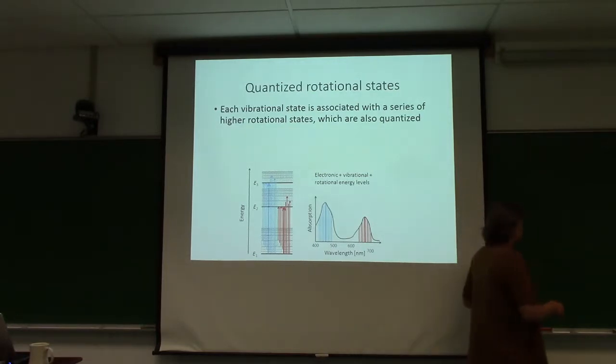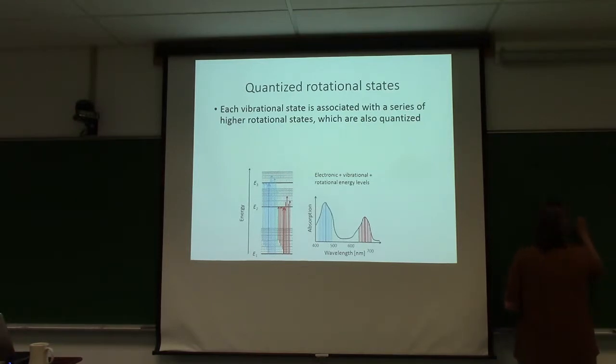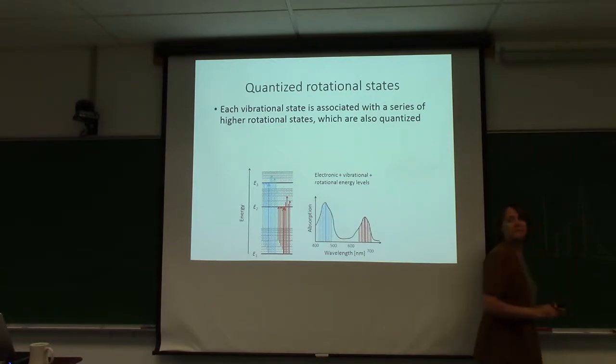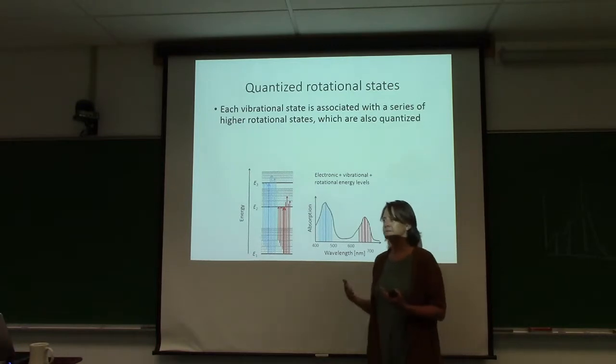If you look at chlorophyll, it tends to look a little bit more like this. These are the electronic states. These are the vibrational states. And then within the vibrational states, you'll have the rotational states around them. Okay? So that's what's happening at the molecular level.